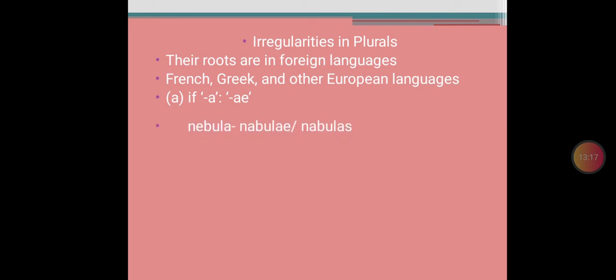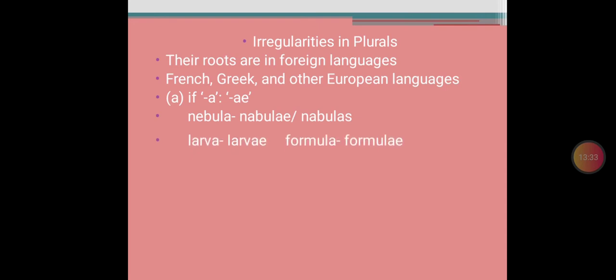Examples are like this. Nebula. Look, the word ends with a. And what is the plural? Nebulae or nebulas. Both the forms are correct ones. Same way, larva, then we can say larvae. Formula, formulae. So this is how it is very strange, because these nouns have come from other languages and their plurals are like this.